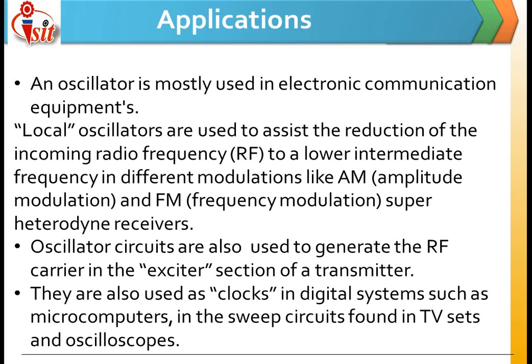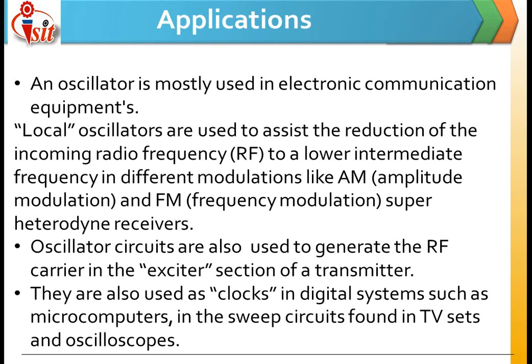Along with those advantages, these are some applications related to oscillators. What are these? Just see here. An oscillator is mostly used in electronic communication equipment. Local oscillators are used to assist the reduction of the incoming radio frequency, that is RF, to a lower intermediate frequency in different modulations like AM, amplitude modulation, and FM, frequency modulation, and in the superheterodyne receiver. That means mixing of signals.